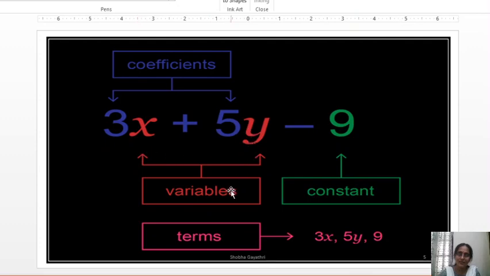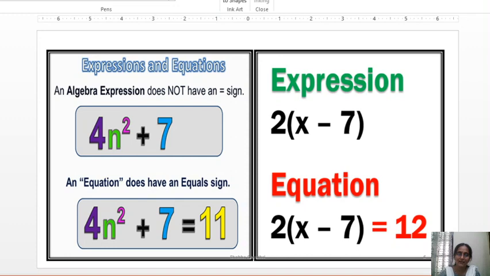We don't know the variable. Usually we will take variables from English alphabet. We can assign many values for x and y. The variable means the value is not fixed. It varies. Constant means the value is fixed. The terms are 3x, 5y and 9.